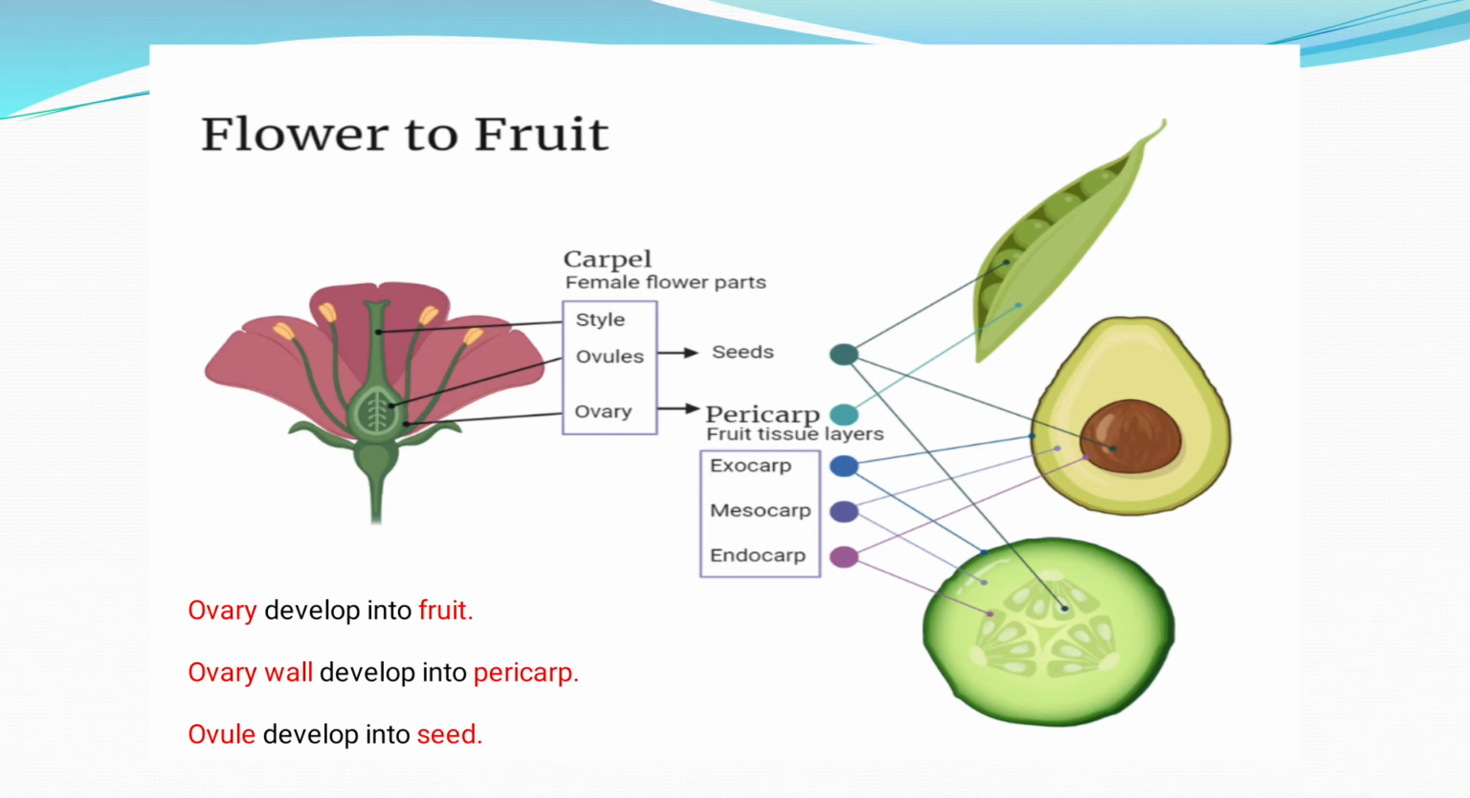Ovary into fruit. On the right hand side you can see a cucumber and an avocado. Whatever the exocarp, mesocarp and endocarp are, they are made of the ovary. These carps are nothing but the ovary wall, and then the ovule. The inner seeds, the peas, the brown avocado seed and the white cucumber seeds, are all made from ovules. Like that there is a development of flower to fruit.